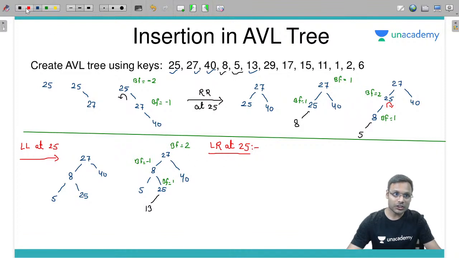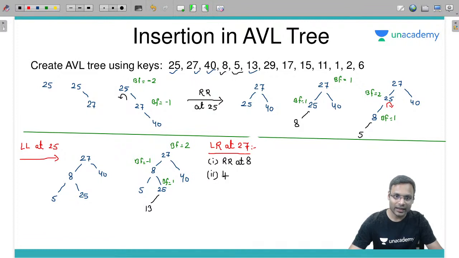What are the two rotations? Which are the two rotations? Tell me quickly. First of all, second character R. So RR at 25's left child. Oh, imbalance at 27, not 25. Remember, LR is at 27. Imbalance at 27, so RR at left child of 27. Left child of 27 means 8. So RR at 8 and second one LL at imbalance node 27.